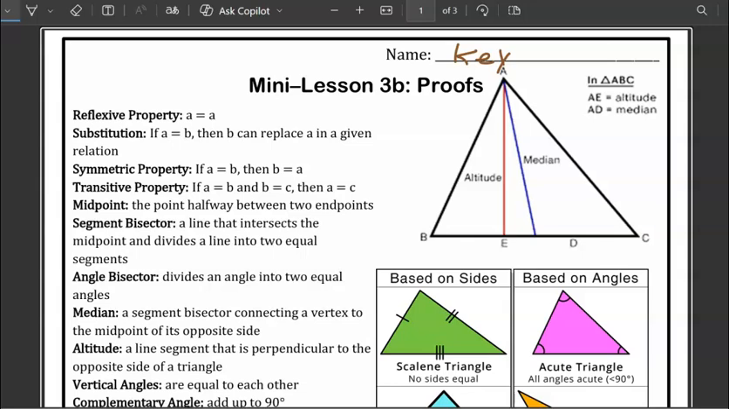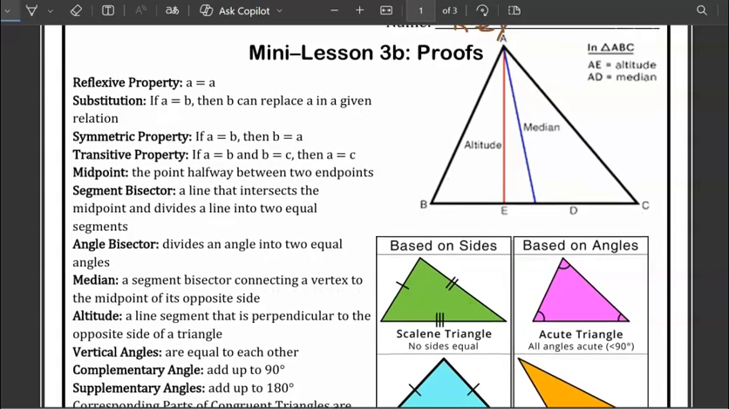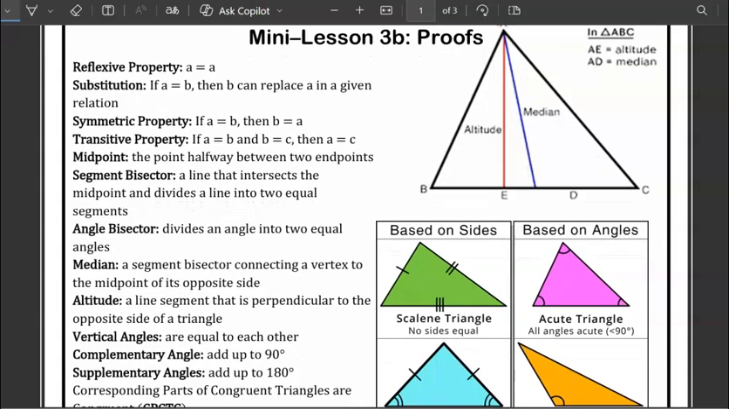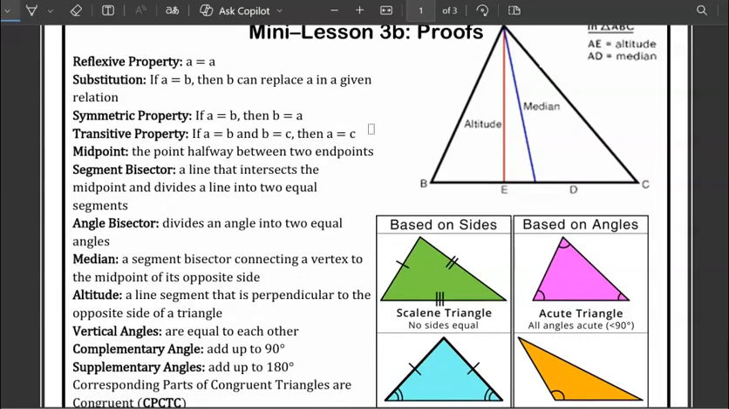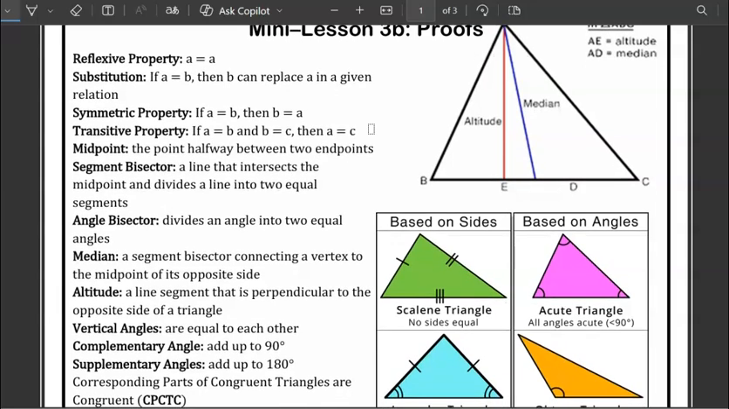Substitution, if A equals B, then B can replace A in a given relation. Symmetric property, if A equals B, then B equals A. You can move stuff from one side of the equation to the other. Transitive property, if A equals B and B equals C, then A equals C.